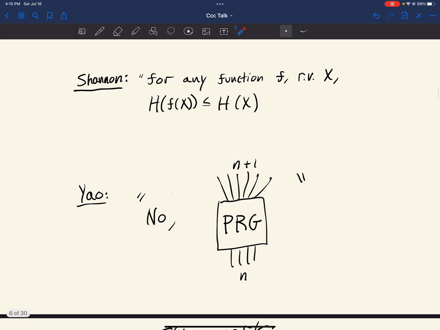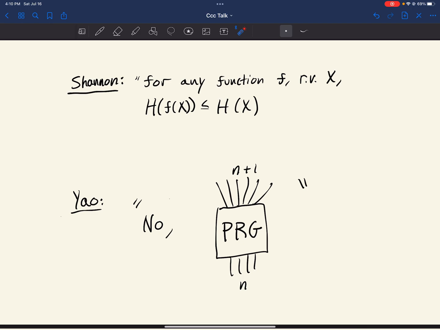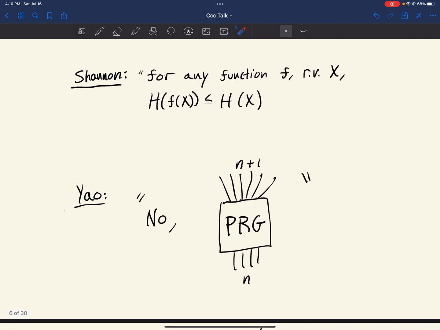Maybe the most important example of this is a non-constructive theorem by Shannon on information theory, the source coding theorem, which implies that for any deterministic function f applied to a random variable x, f cannot increase the entropy of that variable. So the output of f has at most the same entropy as the input. What Yao noticed is that even though this theorem is of course true and was proven by Shannon, his argument doesn't give us an efficient way to witness the truth of this theorem.